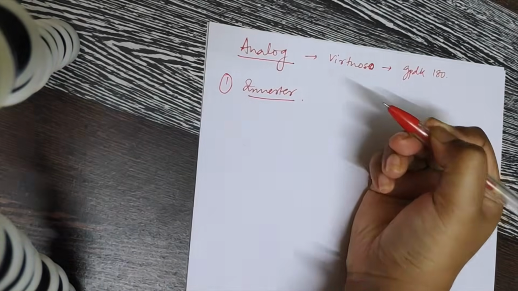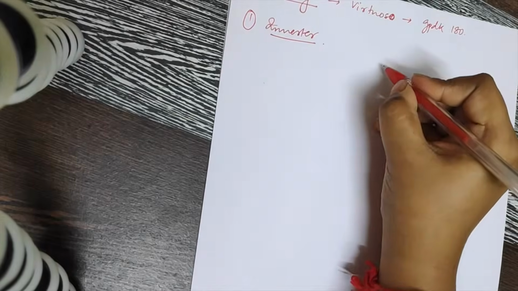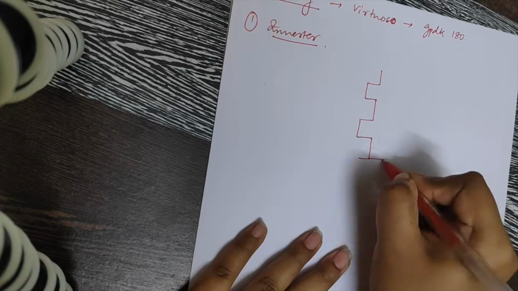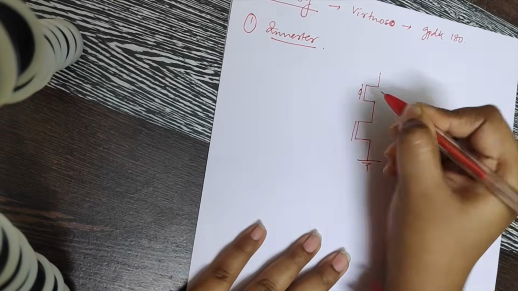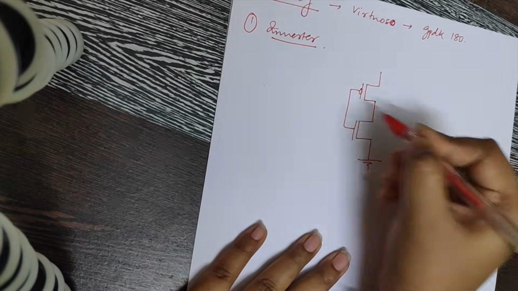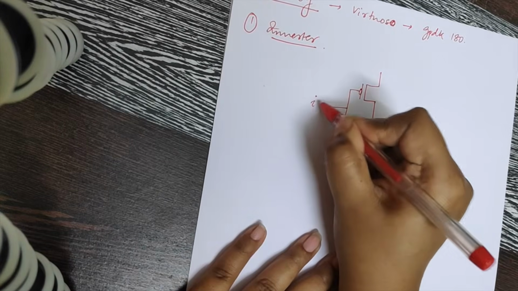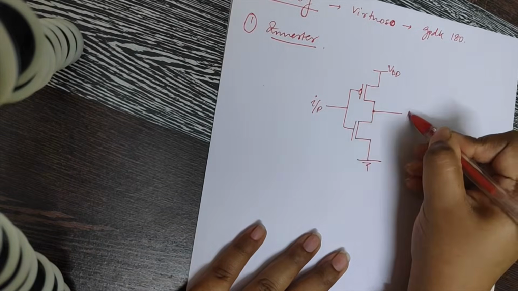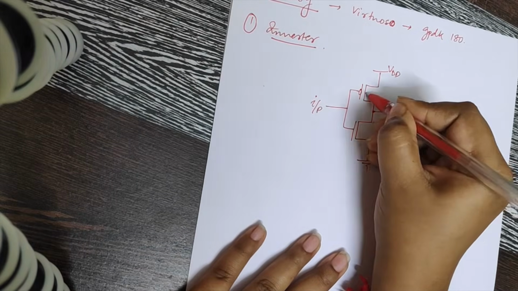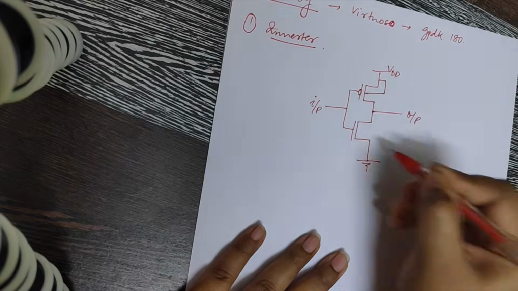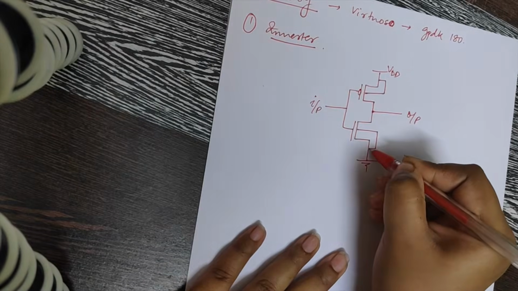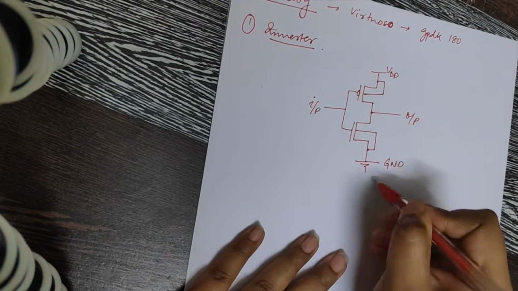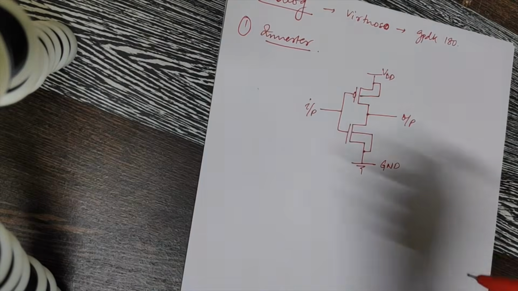Okay. The first experiment is the inverter. So, this was the circuit, right? PMOS on the top, NMOS at the bottom. Clubbed gate terminals provided the input. Clubbed drain terminals provided the output. Body of PMOS connected to VDD. Body of NMOS connected to ground. This was our circuit that we studied in VLSI.